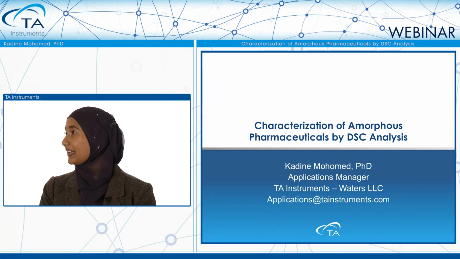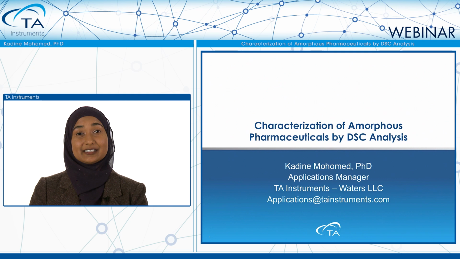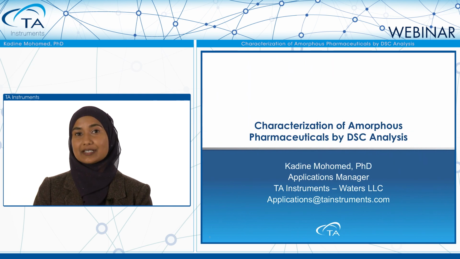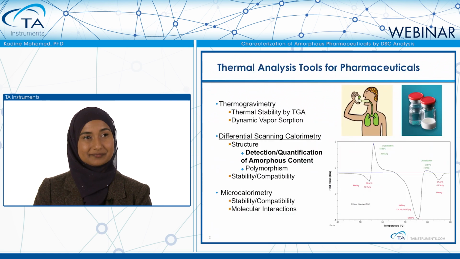Thank you, Louis. In today's presentation, I'll focus on using the DSC for the characterization of amorphous content of pharmaceutical materials. In pharmaceuticals, there are various thermal analysis tools that can be used to determine various parameters of that material. Firstly, we can look at, very briefly, the thermogravimetric analysis, TGA.